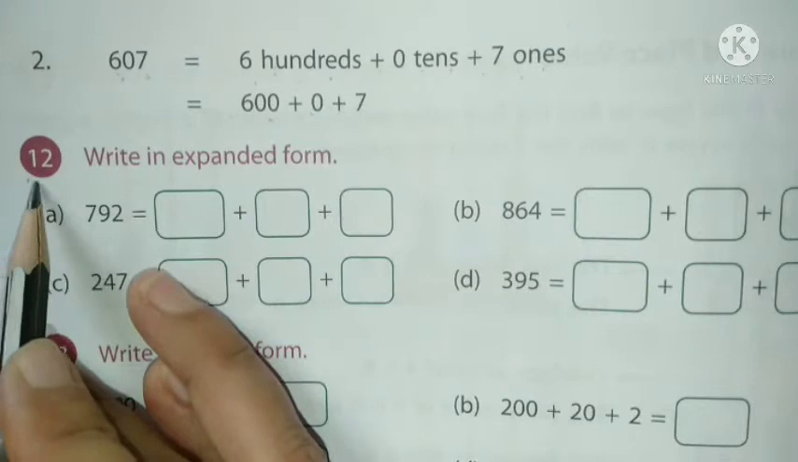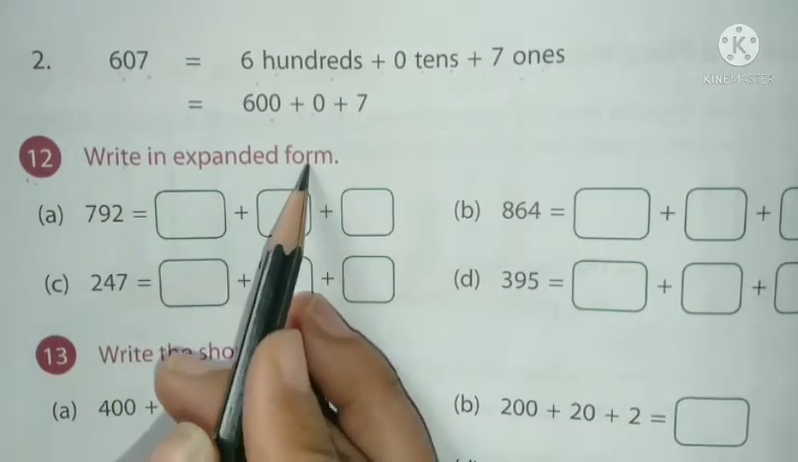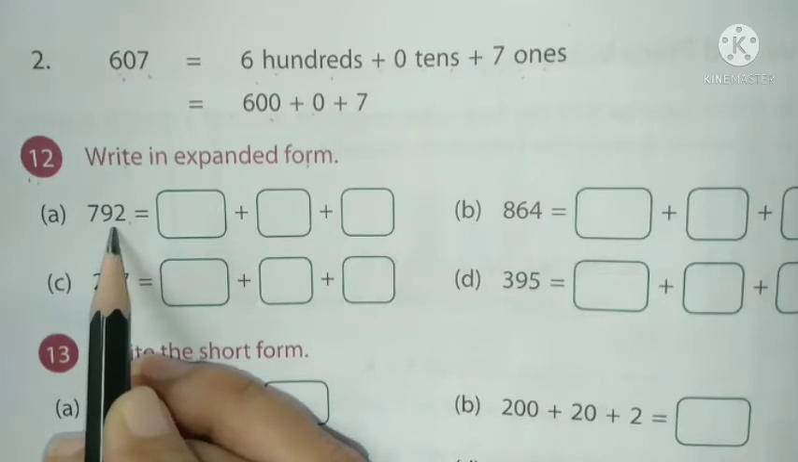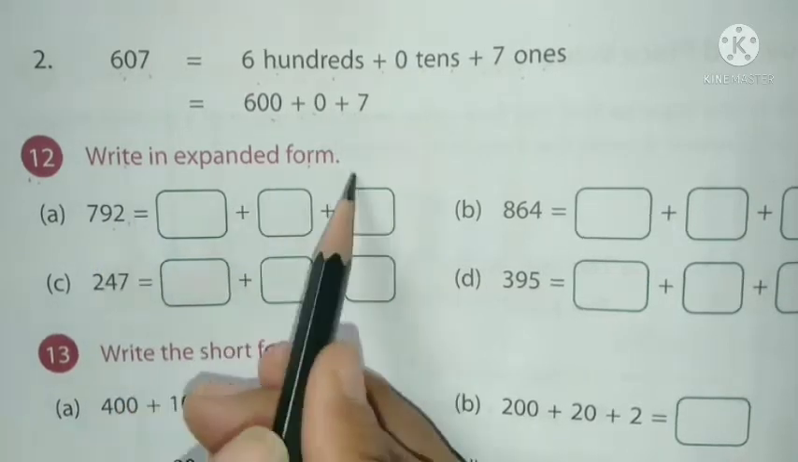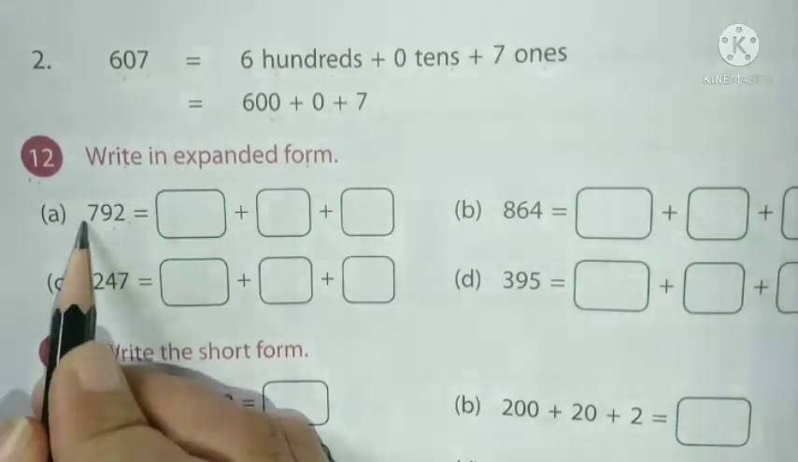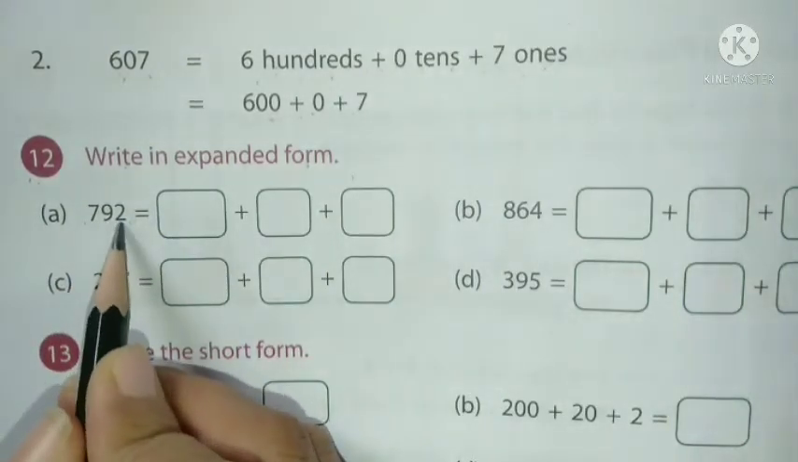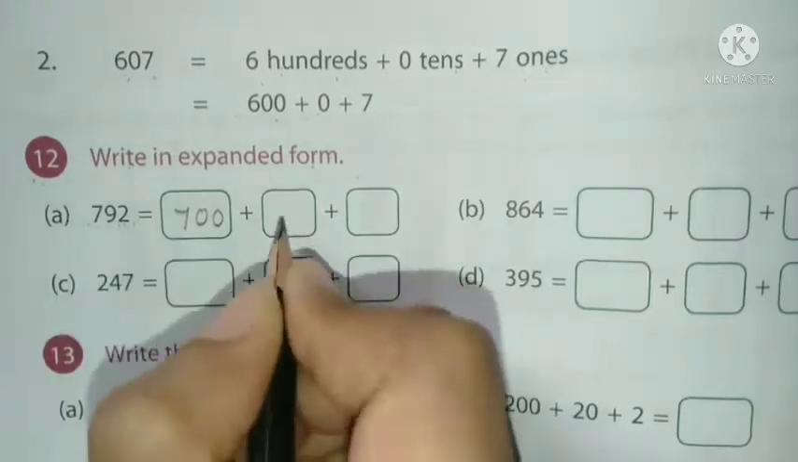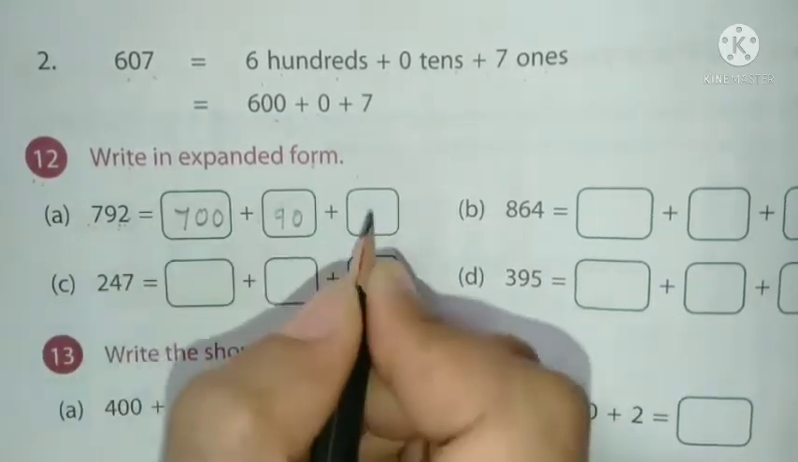Now exercise 12. Write in expanded form. Students, here you have to expand this number. Okay, you have to write in expanded form. Now tell me, which number is given here? 792. So how we will write? 700 plus 90 plus 2.